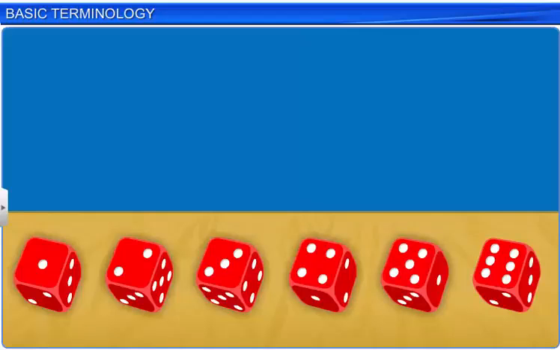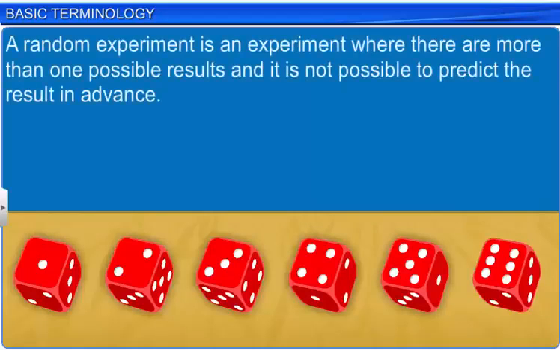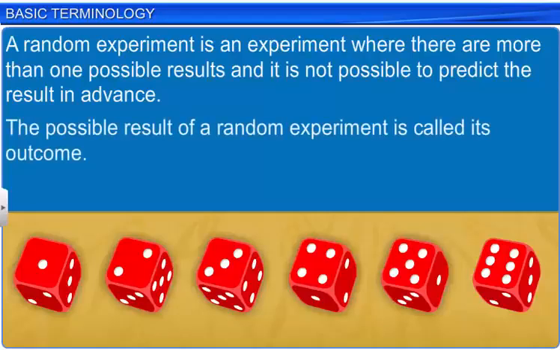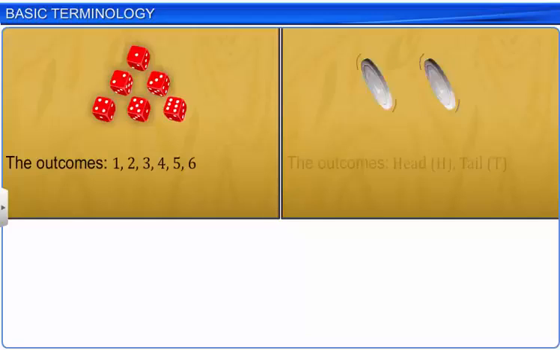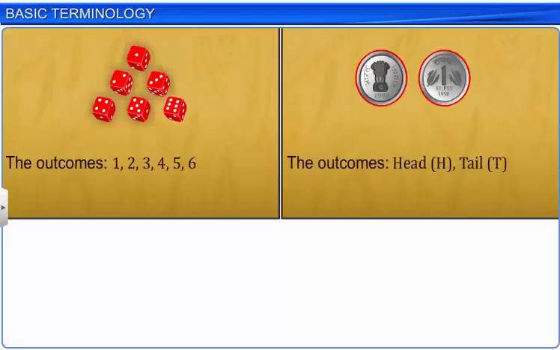Mathematically, a random experiment is an experiment that has more than one possible result, and it is not possible to predict the result in advance. The possible result of a random experiment is called its outcome. For example, the outcomes of rolling a die are 1, 2, 3, and so on. The outcomes of tossing a coin are heads and tails.